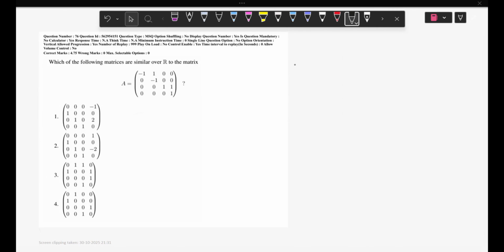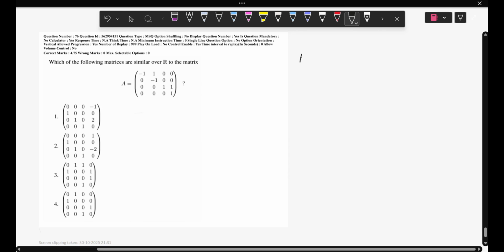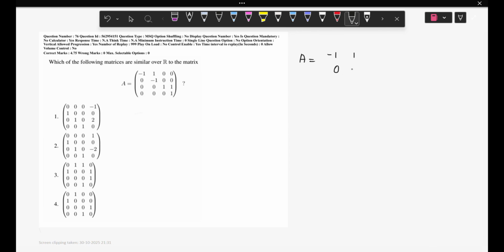Now let's solve this question. First of all, I am going to calculate the characteristic polynomial and minimal polynomial of A. So I'm just writing A equal to this matrix: minus 1, 1, 0, minus 1, 0, 0, 0, 0, 0, 0, 0, 0, 1, 1, 0, 1. Now if you try to calculate the minimal polynomial or characteristic polynomial of this 4 by 4 matrix individually, it will take a good amount of time and you will get quite stuck.